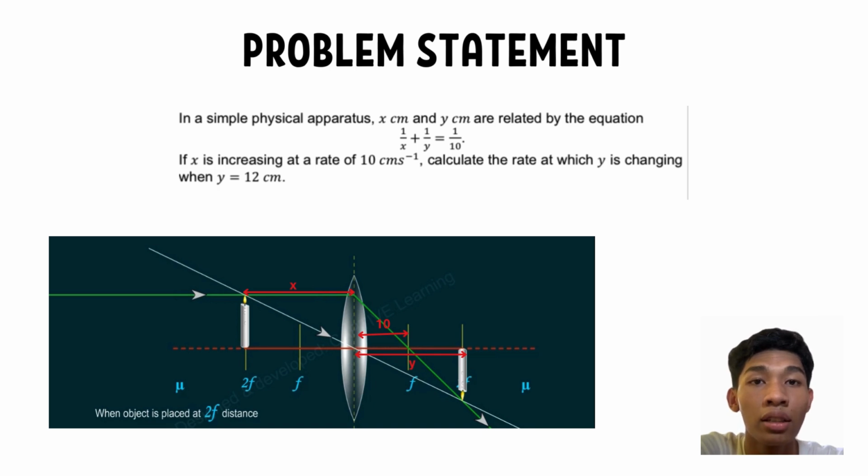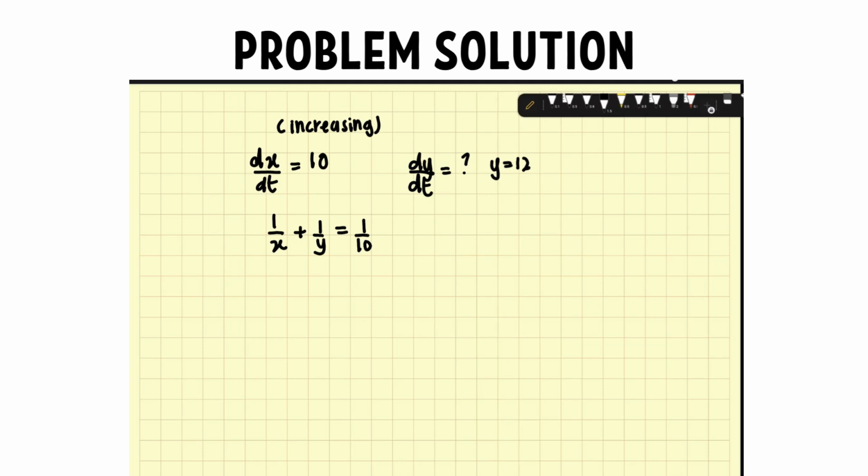Where x is the object distance from the lens, y is the image distance from the lens, and lastly, f is the focal length, which is the focus distance from the lens. So basically, we need to find the rate of change for the image distance from the lens when the distance is 12 centimeters. We can expect that the rate of change for the image distance is negative because. So here is the solution for the question.